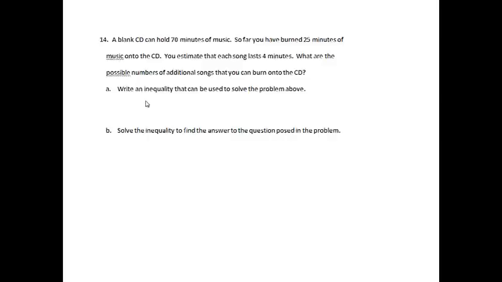Okay, number 14, a blank CD can hold 70 minutes of music. So far you have burned 25 minutes of music onto the CD. You estimate that each song lasts 4 minutes. What are the possible number of additional songs that you can burn onto the CD?